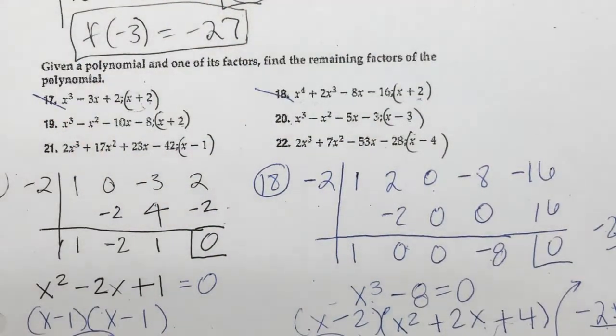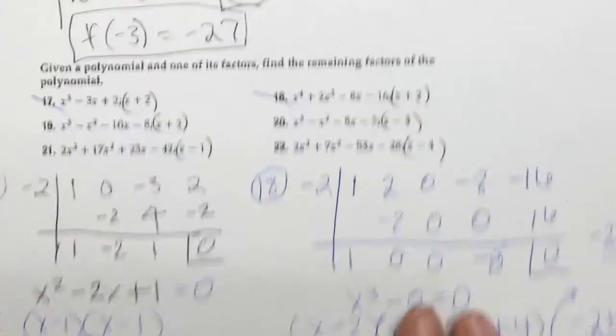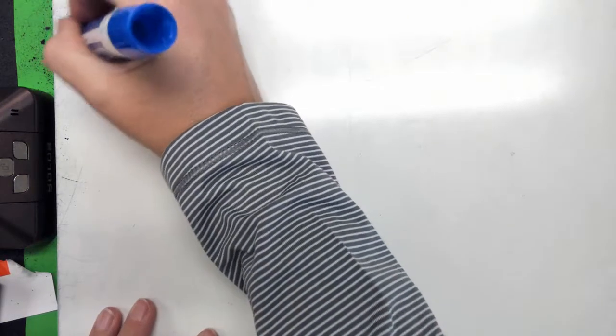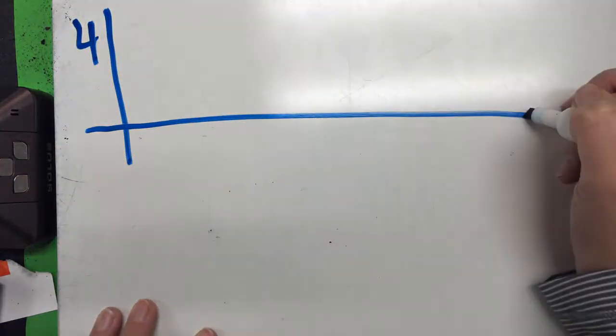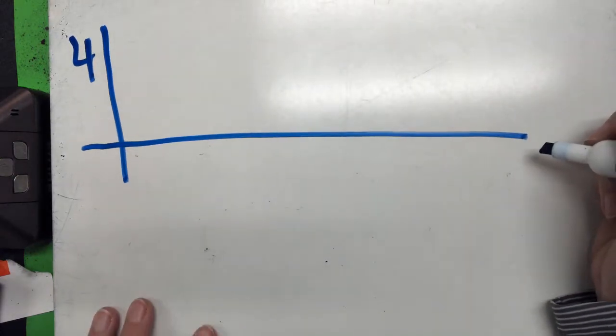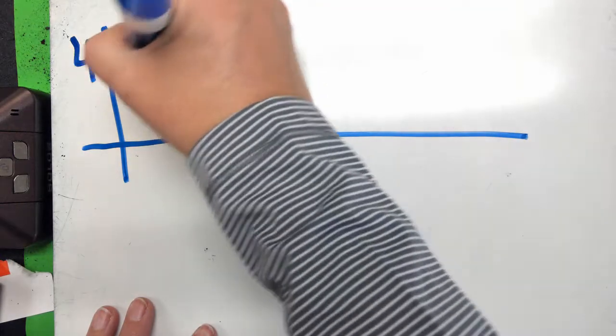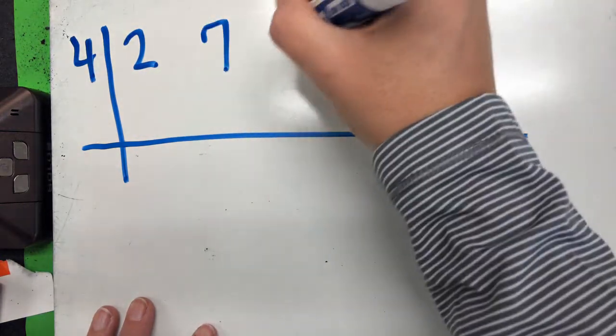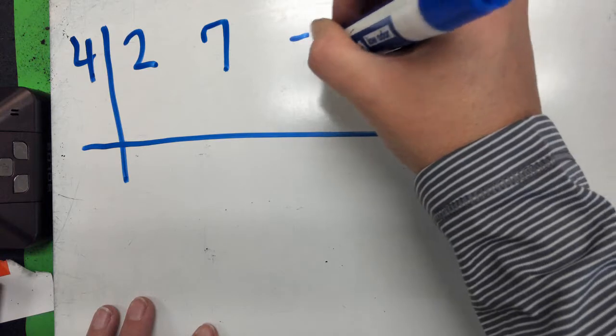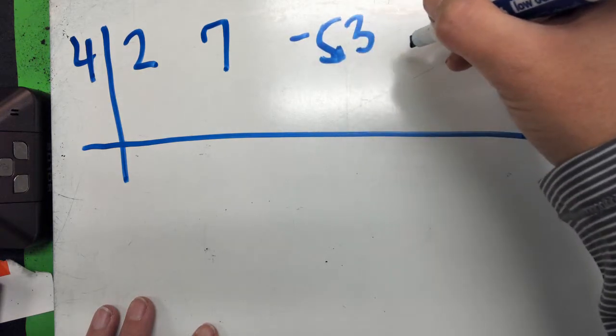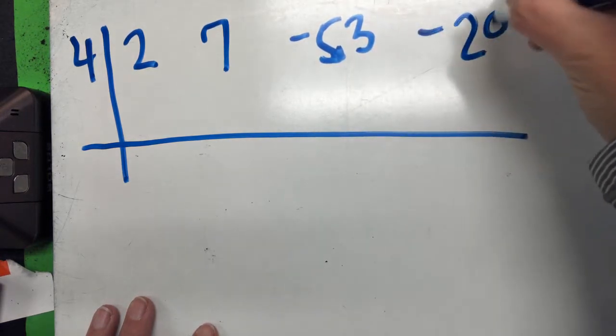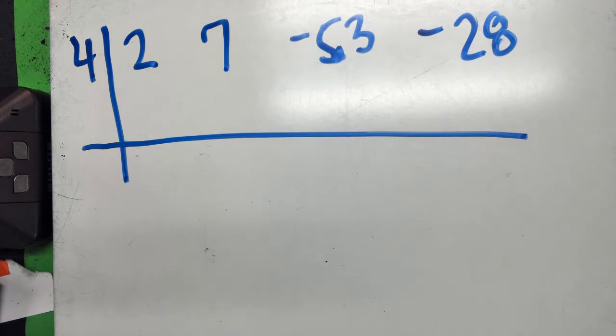22. Alright, we'll do this one. You can do it on the back. I'm going to do mine on the board. Alright, tell me the factor for 22 that's going to go on the outside. Positive 4. Good. What about the coefficients? 2. And negative 28. I'll give y'all time to write that. This is number 22.